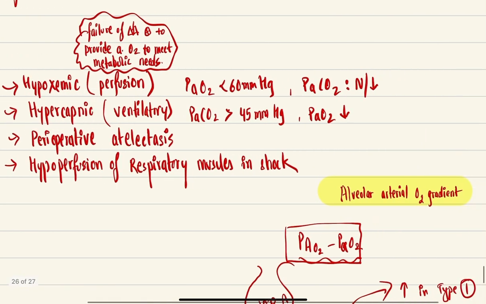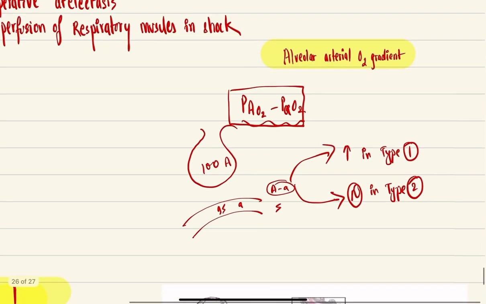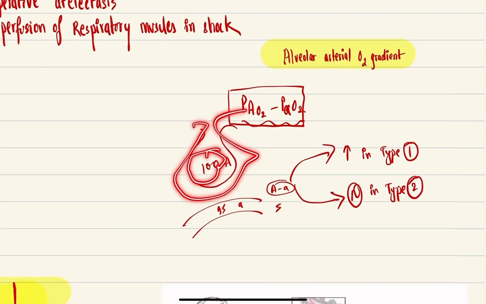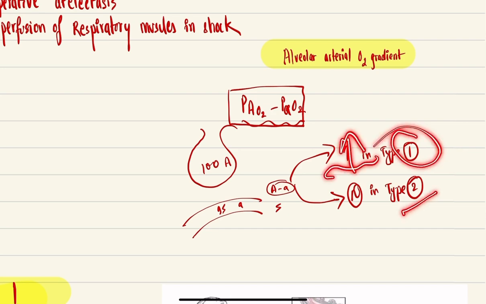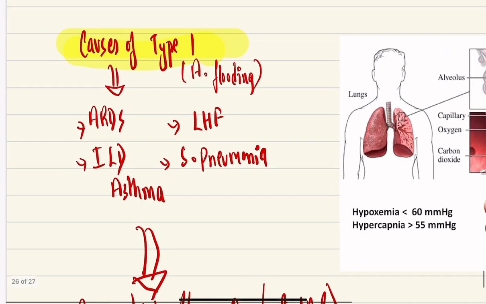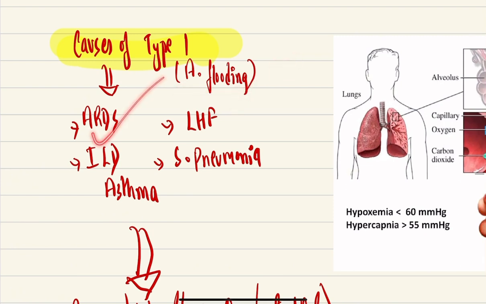If the lungs cannot eliminate adequate carbon dioxide, there will be carbon dioxide retention, which results in hypercapnia. So if we see the alveolar arterial oxygen gradient, suppose this is your alveoli, there is a pressure of 100 millimeter of mercury, and this is your arteriole, that is 95, and the gradient becomes 5. In case of type 1, the gradient is increased, but in type 2, the gradient is normal. So let us see some causes of type 1 respiratory failure. It occurs due to alveolar flooding, like in ARDS, severe pneumonia, left heart failure, interstitial lung disease, and asthma.